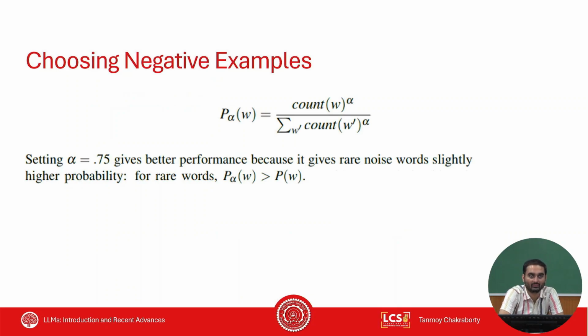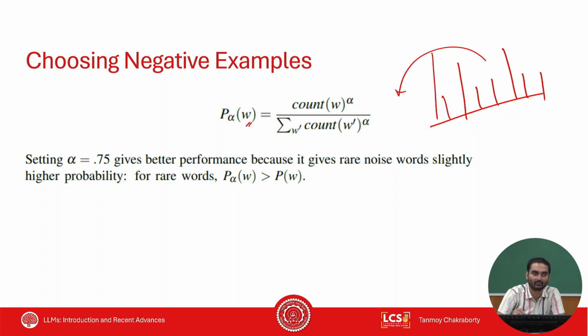How do we sample negative examples? We sample negative examples based on the unigram distribution. For every word I have a probability from the document. I can easily measure the unigram probability of every word. Then every time I toss a coin and sample a negative example from the unigram probability.